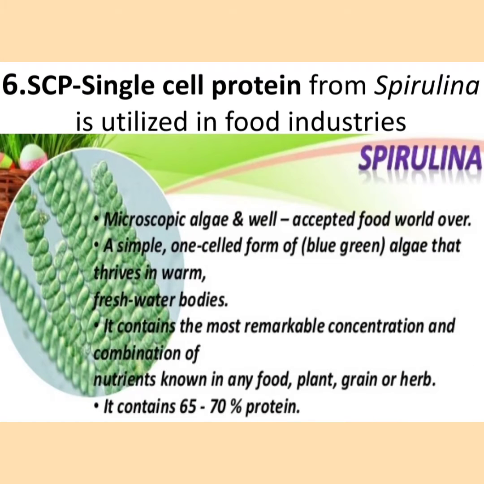Now, single cell protein. Single cell protein is extracted from spirulina, which is utilized in food industries. Spirulina is a microscopic algae and well accepted food the world over. It is a simple one cell form of blue green algae that thrives in warm fresh water bodies. It contains the most remarkable concentration and combination of nutrients known in any food, plant, grain or herb. It contains 65 to 70% of protein.